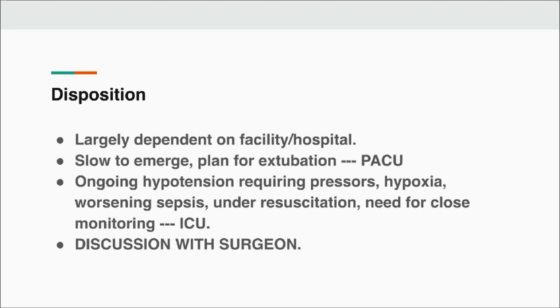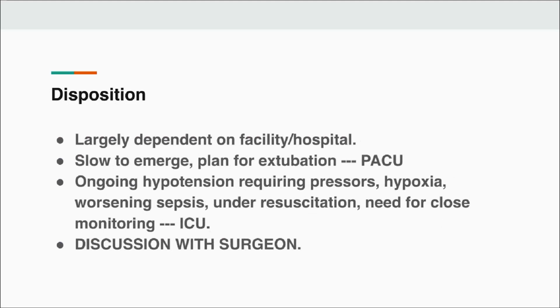Last, we talk about disposition, and this is really determined by what facility or hospital you practice at, whether or not certain patients can go to the PACU and the regular nursing floor versus needing a higher level of care in the ICU. But some of the things that I typically see need ICU: ongoing hypotension and requiring pressors, if they're hypoxic and need prolonged ventilation and intubation, if their disease process is worsening, like sepsis, if they're under-resuscitated or in need of close monitoring, I'll typically err on the side of ICU.